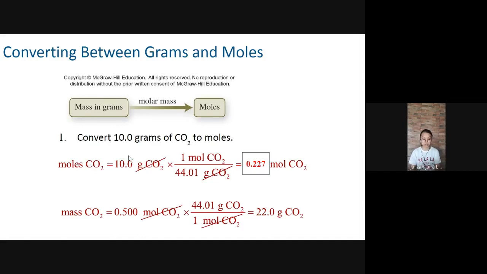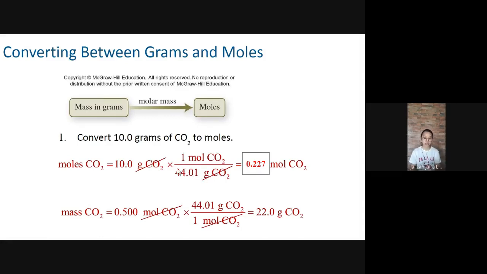So you take your given 10 grams of carbon dioxide, and you multiply that by a conversion factor. What information do you have using your periodic table of elements? Well, you would have your molar mass of carbon dioxide, which is 44.01.